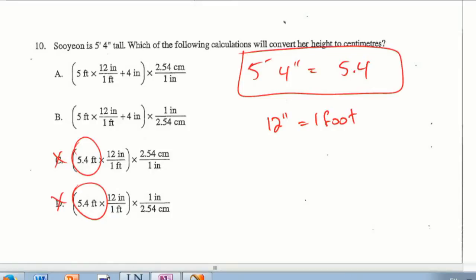From here, I'm just going to look at my units. I don't even care if you know the calculation's right or not, but I see I have feet on the top, cancels with feet on the bottom, I'm left with inches. I have inches on the top, I have inches on the bottom, I'm left with centimeters. That's looking right. Here I have feet canceling with feet, inches canceling with centimeters. Nope. On the top I have inches and inches, so that's going to be inches squared, which is not what I want.